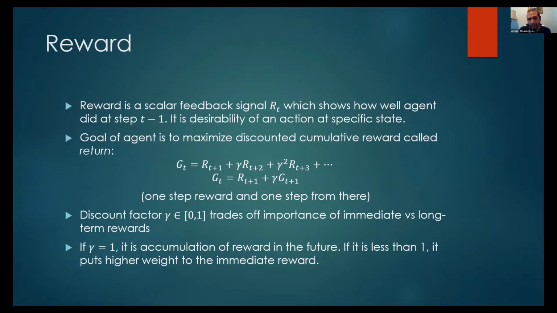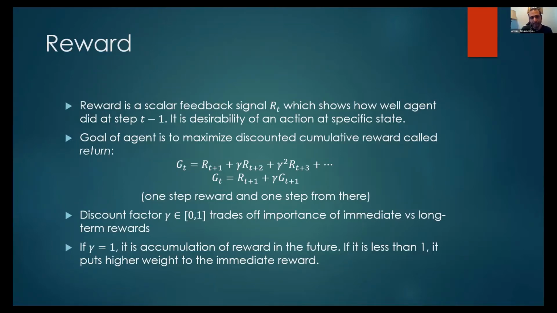Reward is a scalar feedback signal that we show with R_t, which is reward at time t. And it shows how well the agent did at time t-1. Basically it shows the desirability of that action at a specific state. So the goal of reinforcement learning or the agent is not to maximize the reward, because reward is already set by the environment, but the goal is to maximize something called return.